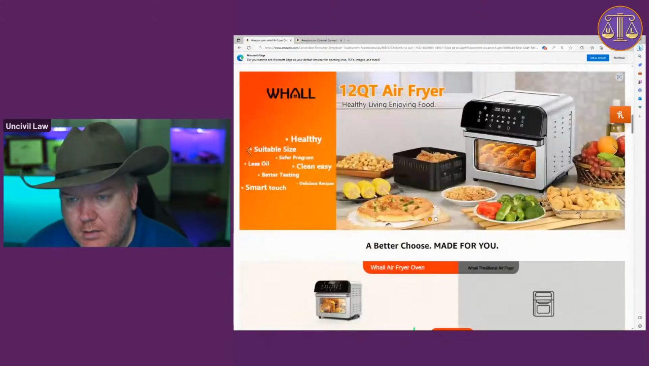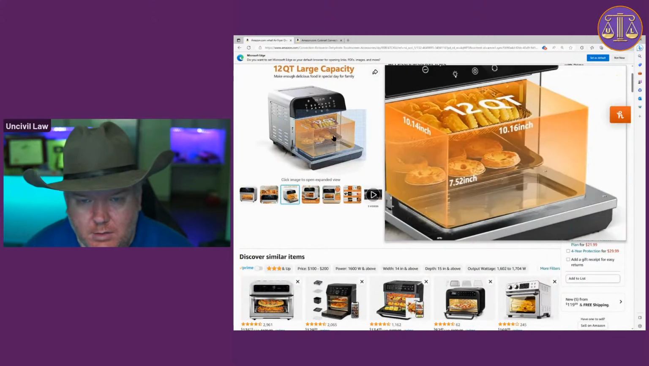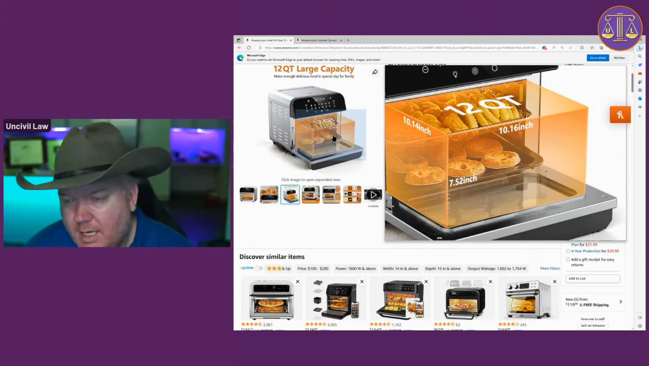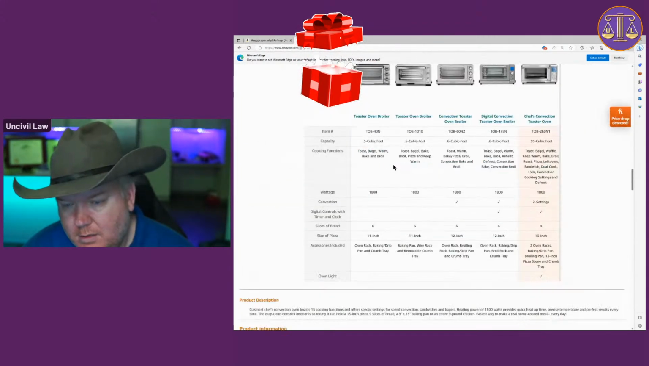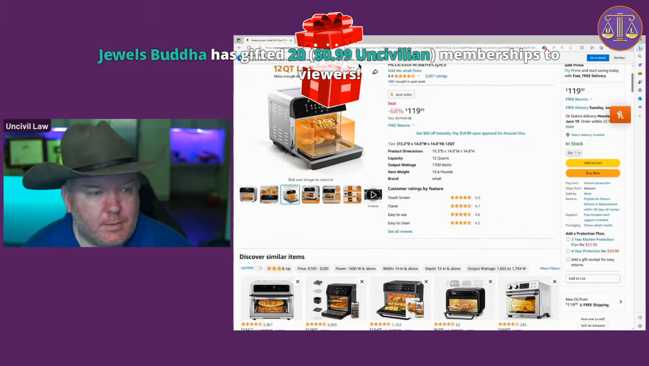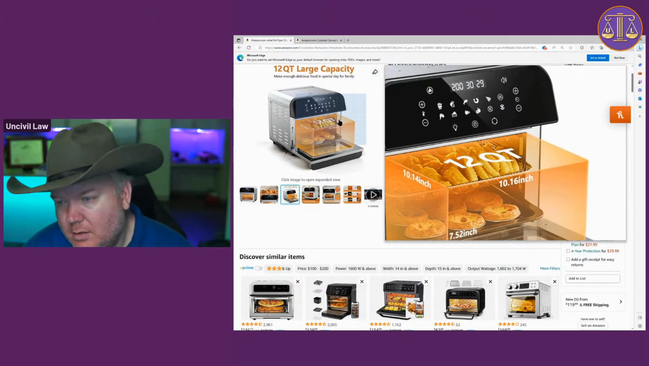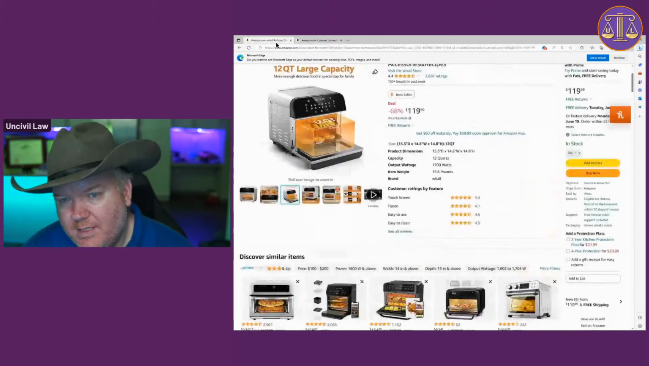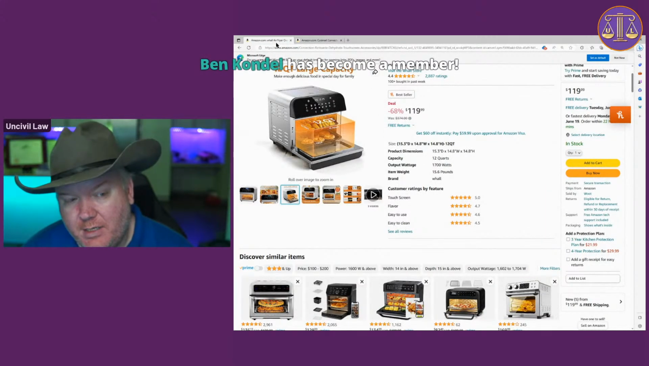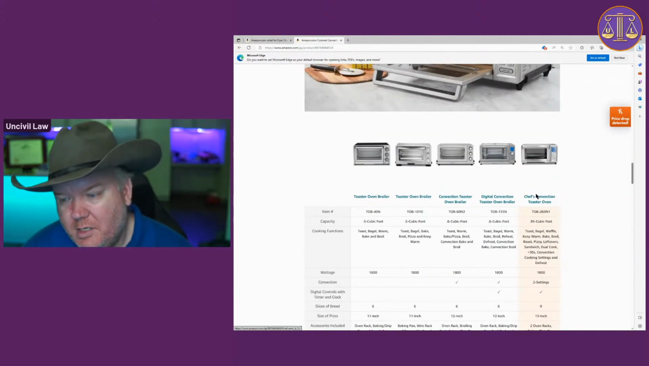If it is 10 by 10 inch, it's not going to fit a 9x13 baking pan in there, is it? So yeah, the other one's going to be wider. This one is 10 inch by 10 inch. So if it's 10 inches by 10 inches, it can't fit a 12-inch pizza, can it? Logically, it's not big enough. This one can fit a 13-inch pizza.